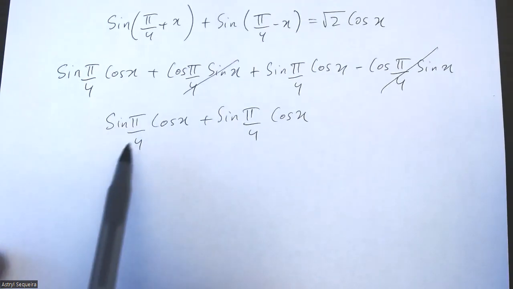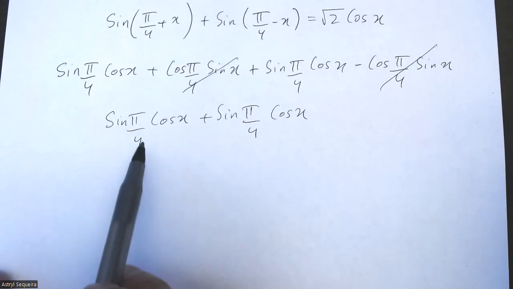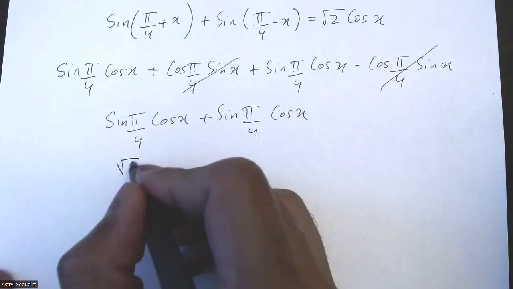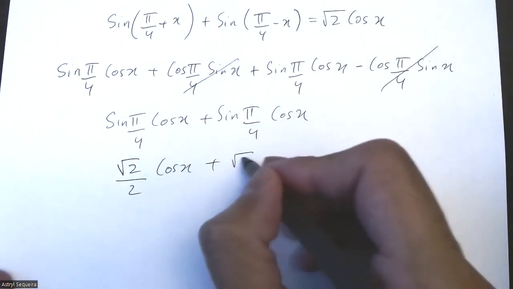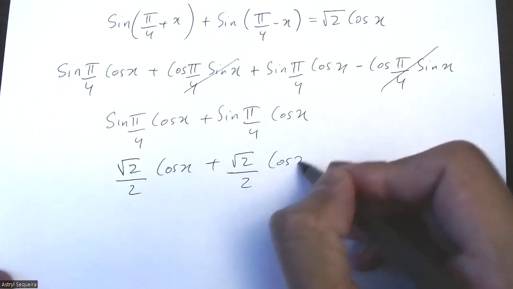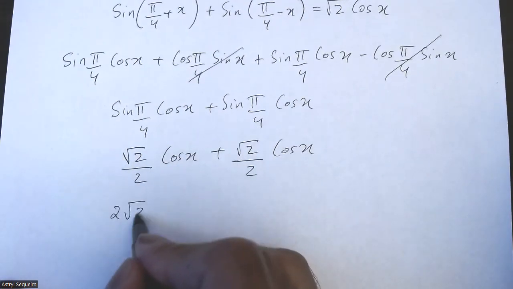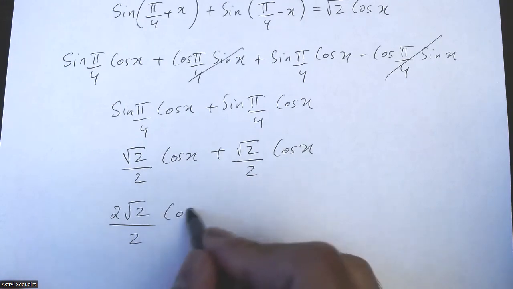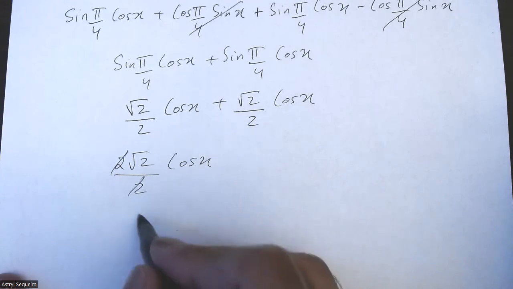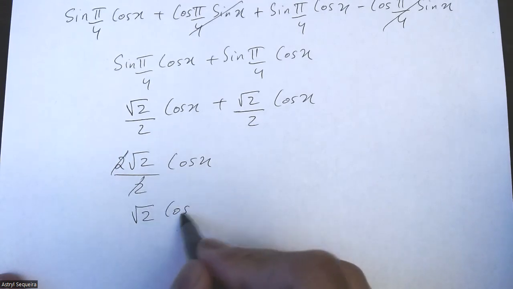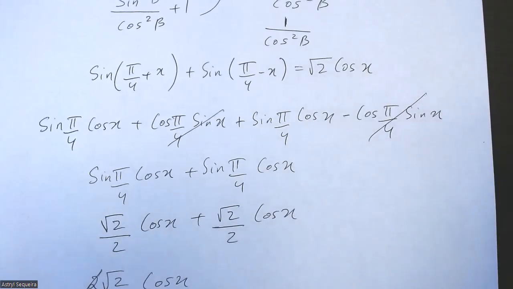Sine pi over 4 from your special triangles or from your calculator is basically 1 over root 2. Or if you simplify that, it's just root 2 over 2 cos x plus root 2 over 2 cos x. And if I add these up, it's just going to give me 2 root 2 over 2 cos x. I just combine the two like terms. These two cancel, and I'm just left with root 2 cos x, which is also basically the same as my right side.